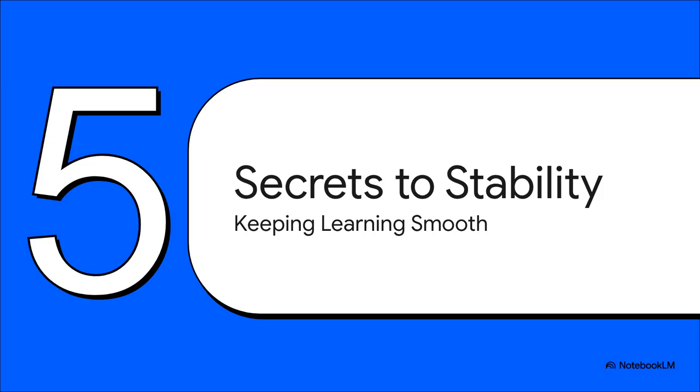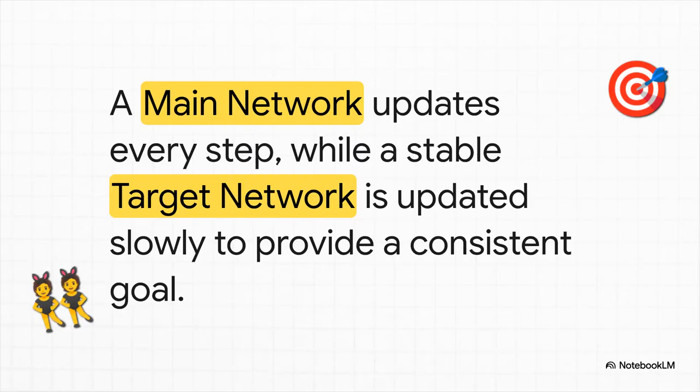Now, as you can probably imagine, a system that's constantly rewiring itself based on every little surprise, well, it could get really chaotic really fast. So, the engineers who built this put in a few very clever tricks to keep the whole learning process stable and on track. And probably the most important trick is something that's basically a tale of two brains.